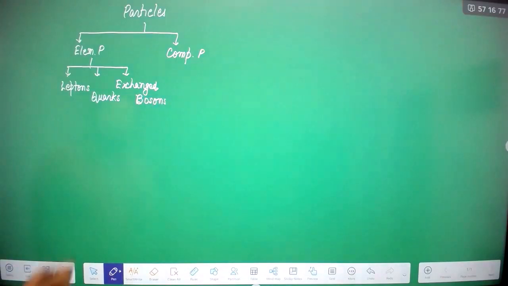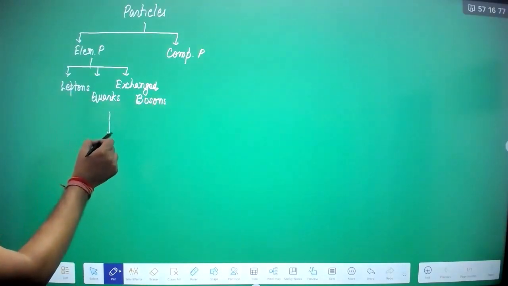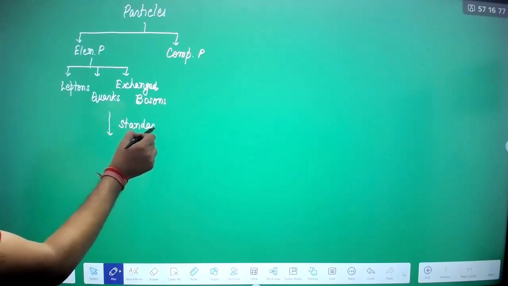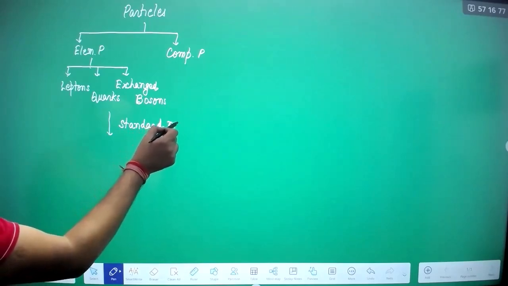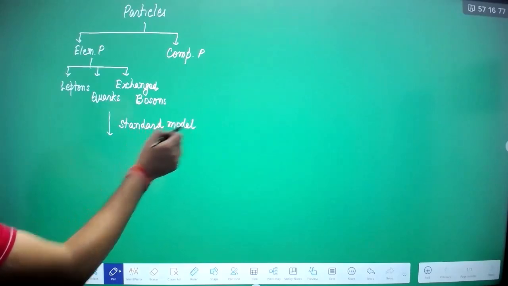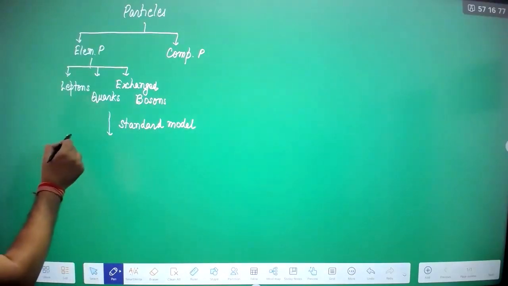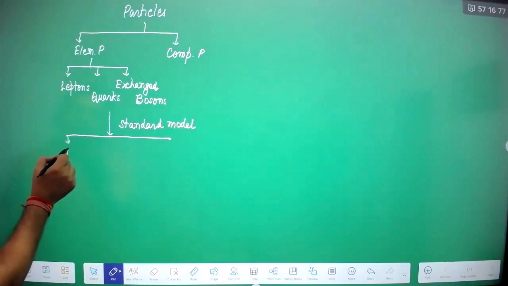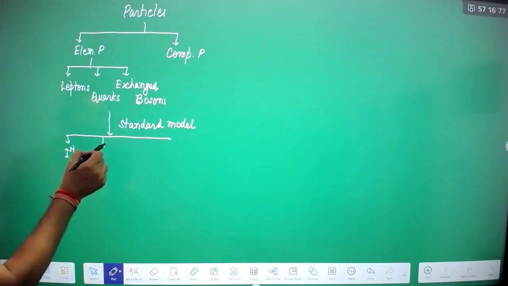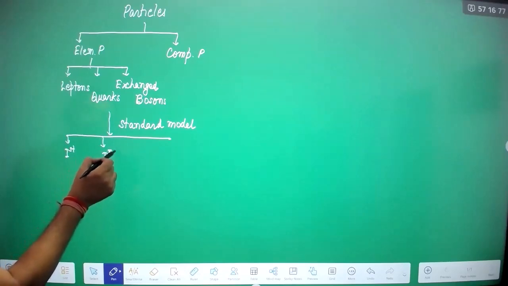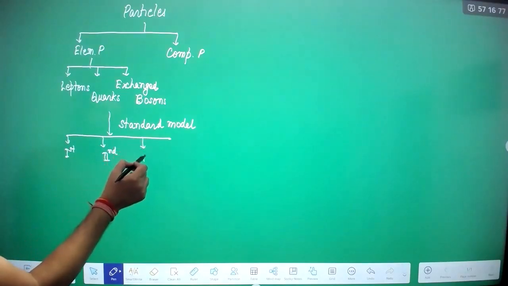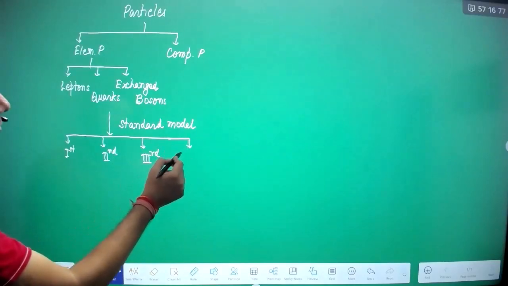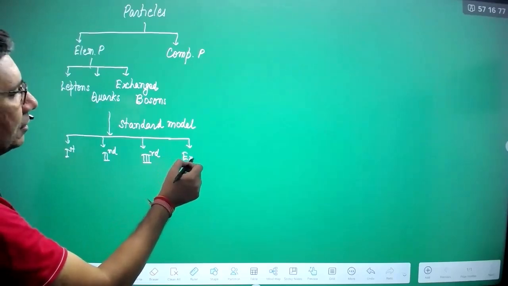Even these elementary particles, according to the standard model, were classified into four categories: first generation fermions, second generation fermions, third generation fermions, and then these exchange bosons.